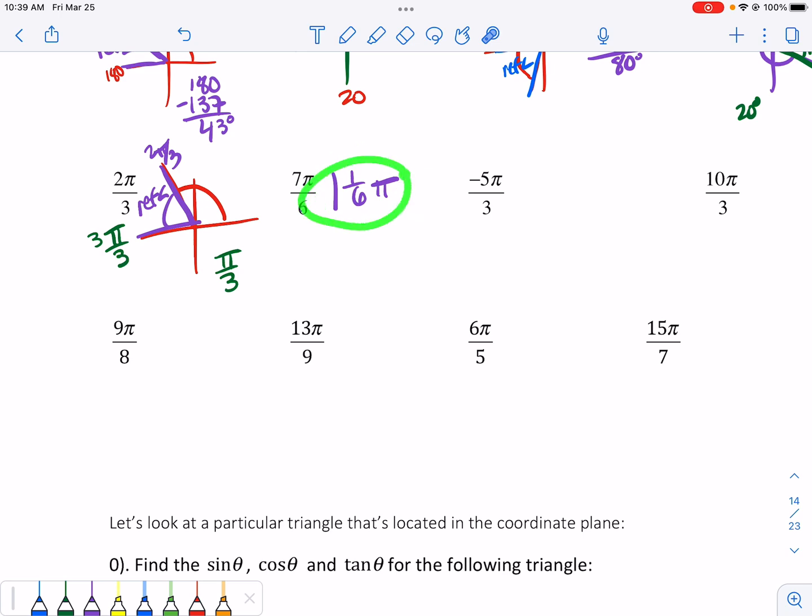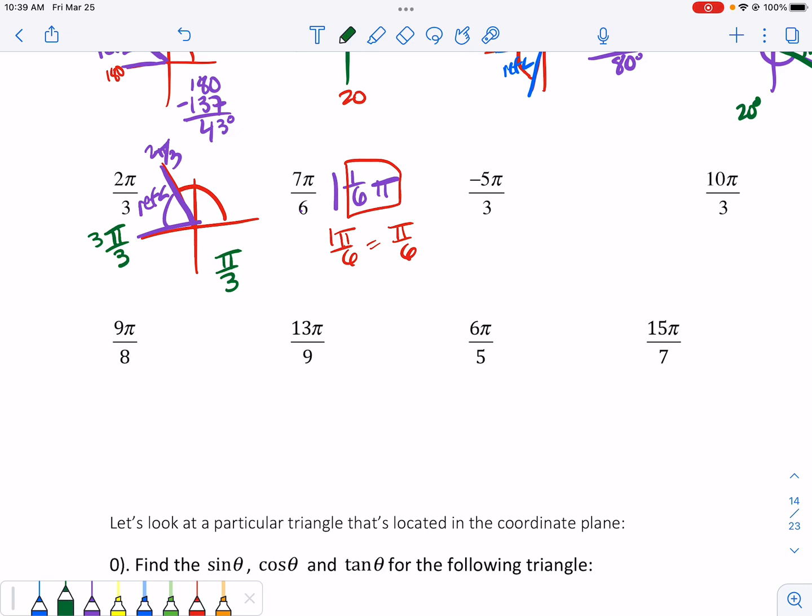So this is closer to 1 because 1 is less than half of 6, which is 3. So since 1 is less than 3, I know it's closer to 1. Well, how far past 1 did we go? Well, we did 1 and 1/6, so my reference angle is 1 pi sixths, which we just generally write as pi sixths.